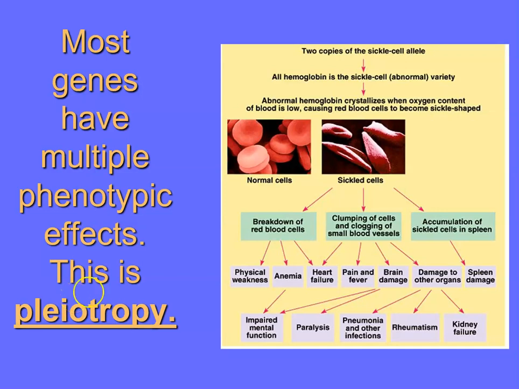So each of these symptoms or health related concerns that are down in the purplish looking boxes there, these are all also phenotypic effects. So because it's not just the fact that the cells are going to be misshapen, but that it leads to all these other phenotypes and symptoms, is why this is a type of pleiotropy.